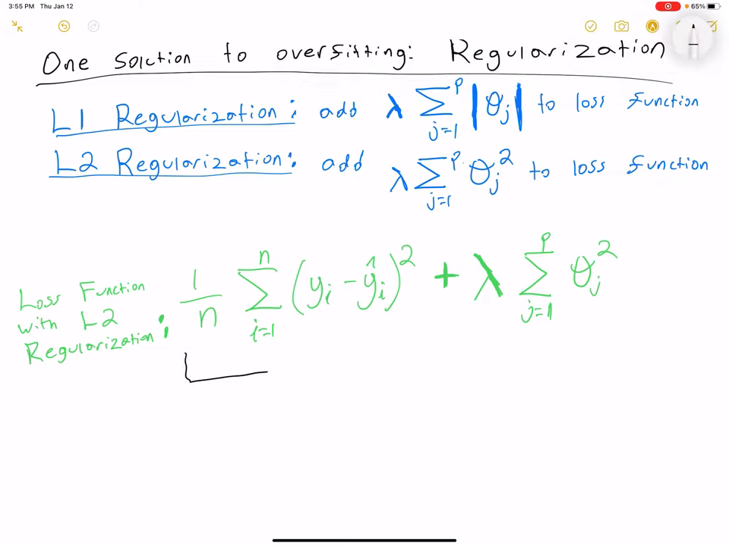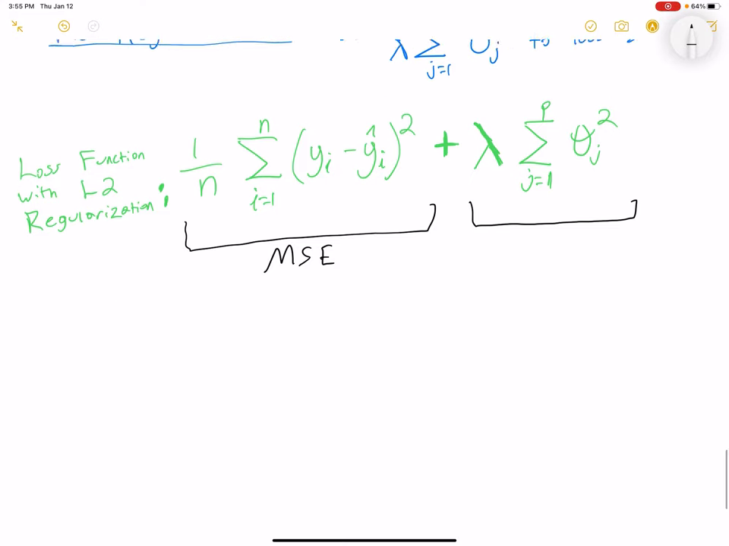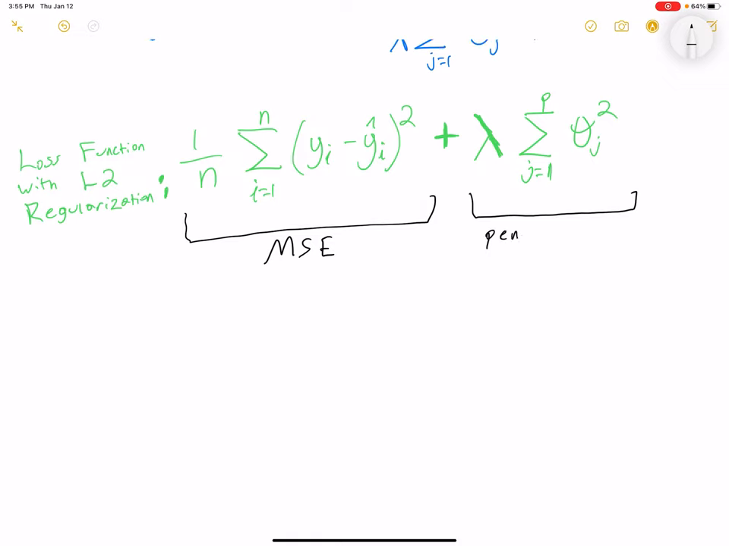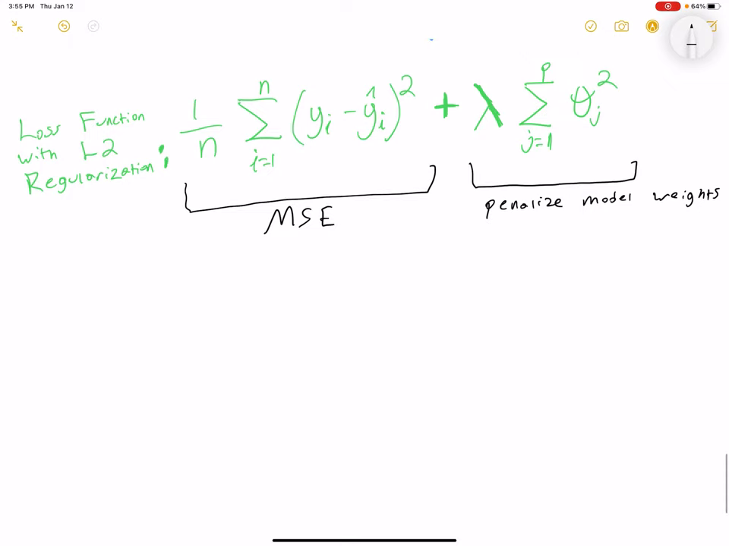where this first term is just the mean squared error. So it's the same as before. We're minimizing the average squared distance between the true value and the predicted value. That's all that first term is saying. And the second term is saying that we're going to add or penalize having too many model weights. So that's kind of maybe hard to understand. First, let's draw it out.